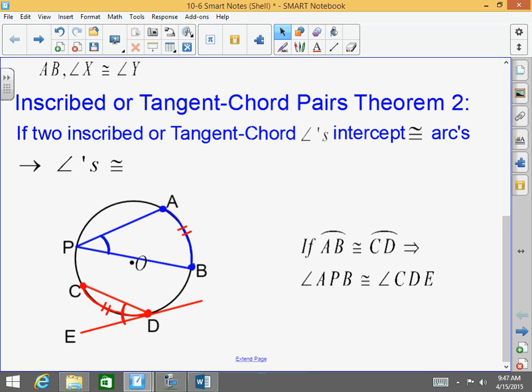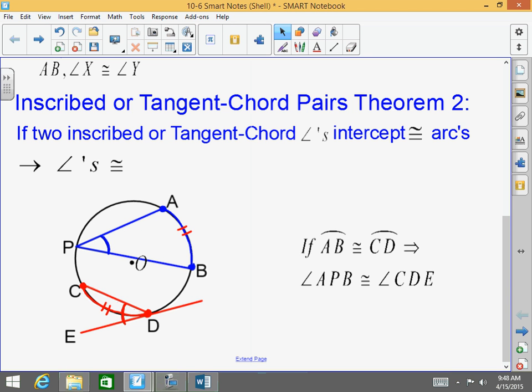If arc AB is congruent to arc CD, then angle APB is congruent to angle CDE. So it's the same as the top one, except it doesn't necessarily have to be two inscribed angles on the same arc. If you have two inscribed angles or two tangent chord angles that intersect the same arc, those angles are congruent. But like in this circle here, if I have one inscribed angle and one tangent chord angle that intercepts congruent arcs, those angles are congruent as well.